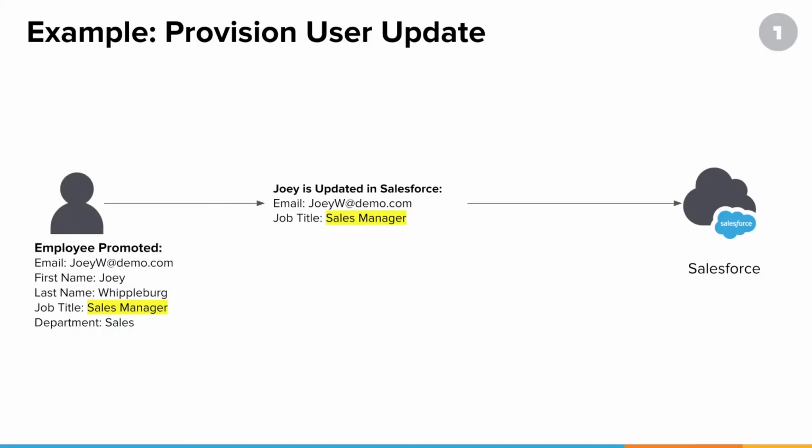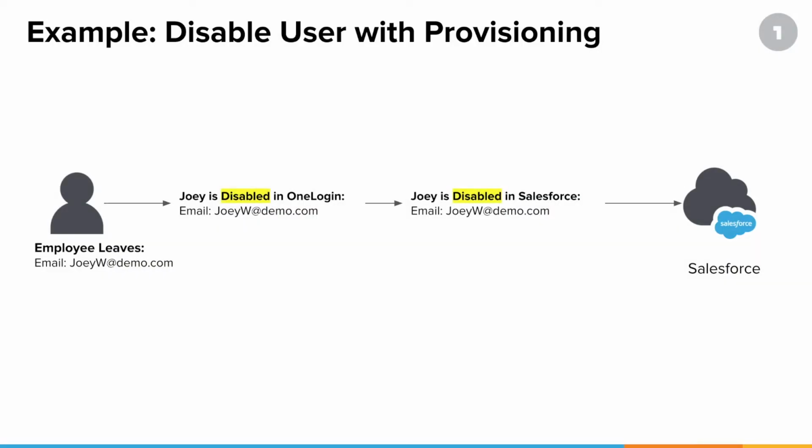If, say, Joey's attributes change, perhaps he's promoted to sales manager, those updates will be automatically sent through to Salesforce. And finally, if Joey leaves the company, he will be disabled within OneLogin, and because provisioning is enabled, he will also be disabled within Salesforce.